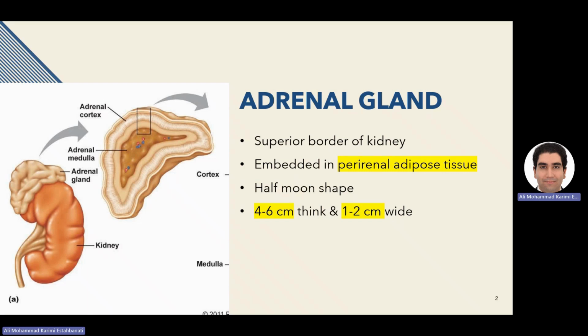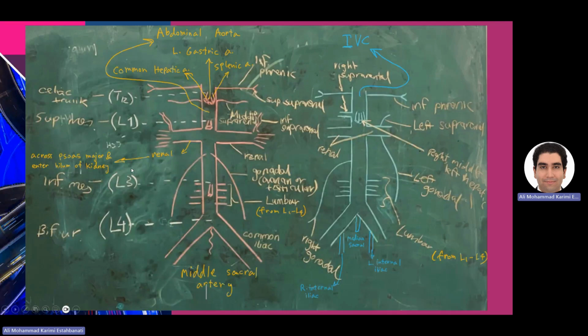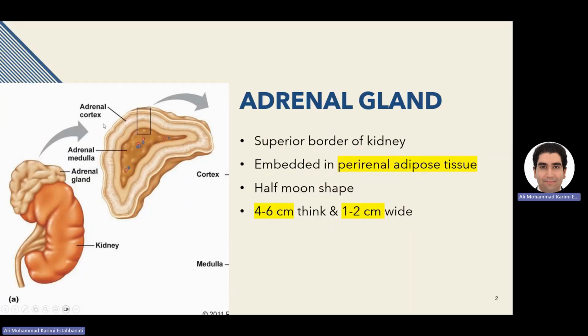You need to know that the adrenal gland is located superior to the kidneys. You need to know that it is surrounded by the perirenal adipose tissue. And it looks like some sort of a half-moon shape. If you look closely, its thickness is about 4 to 6 centimeters, and its width is 1 to 2 centimeters. Now, this was the general info you need to know about it.